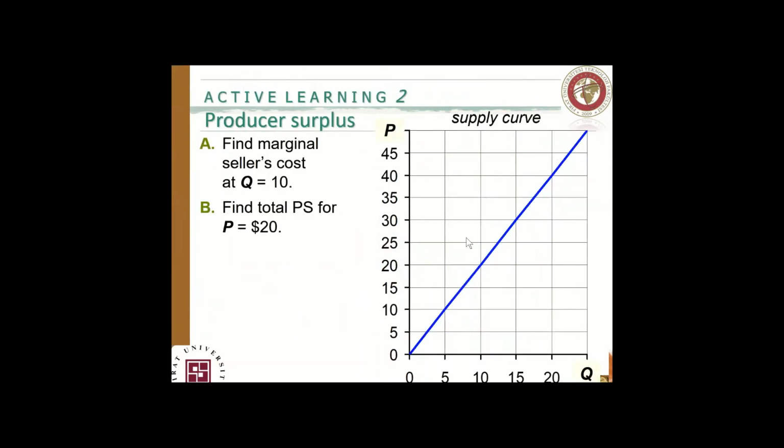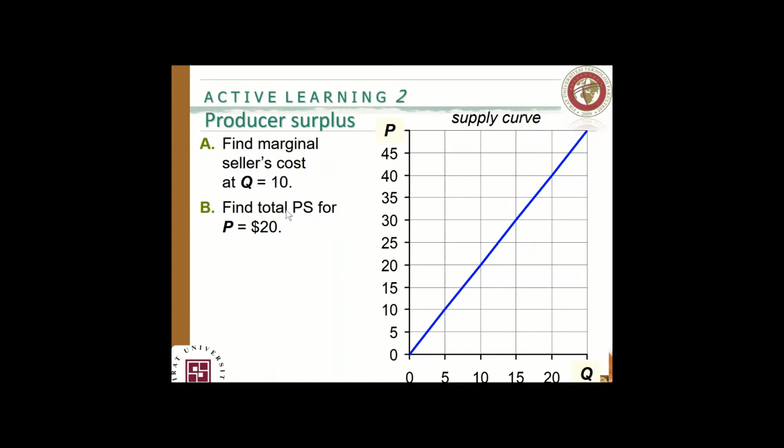All right, let's take a practical example. Find the marginal seller's cost at quantity 10. Quantity 10 intersects with the supply curve at 20, so the price would be 20. This is the marginal price in this case. So the reseller with a cost of 20 would leave if the price is any lower.